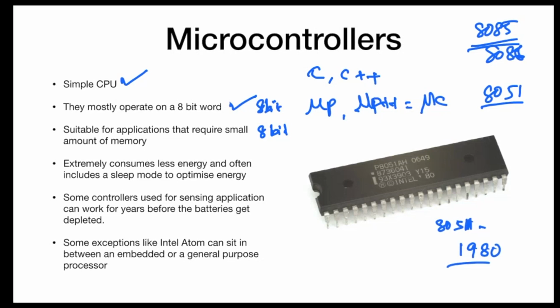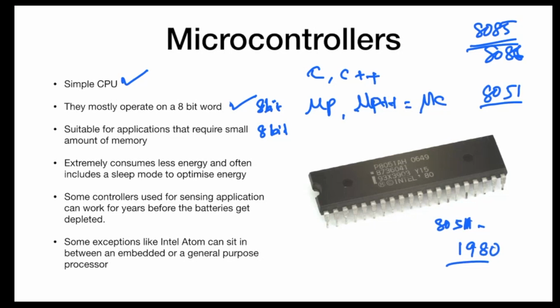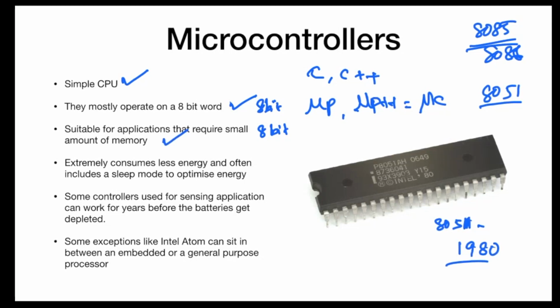As we have seen yesterday, Harvard architecture and von Neumann are differentiated by program memory and data memory. Address bus depends on the program memory, and data bus depends on the data memory. That's why they are generally called 8-bit microcontrollers, suitable for applications that require a small amount of memory. They may not be useful for bulky applications, but rather for small applications.